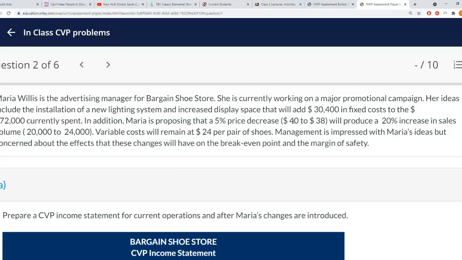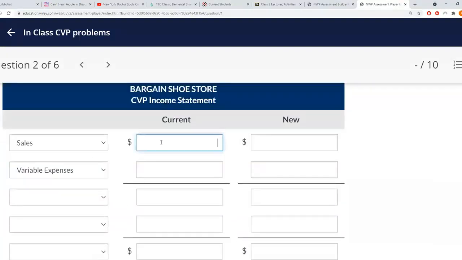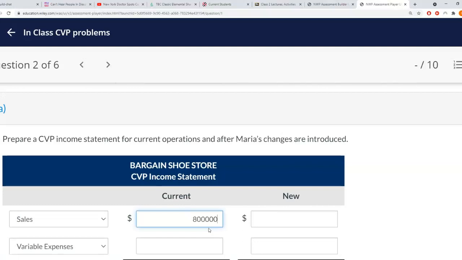How did we get it, doctor? The old price, 40 times the old volume. What's the old volume? 20,000. Right. 40 times 20. Is this the sales, Hisham? The current sales is 40 times the current volume, which is 20,000. 800,000. Okay.